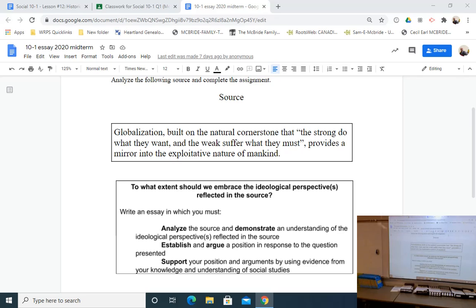So the source is showing an ideological perspective. Much like in A1, we should be able to do Control-Find on an A2 analysis and find the term ideological perspective. In what appears to be the intro, you're discussing the ideological perspective of the source. What does the source think about globalization? Here we can see within the language that it believes that globalization is flawed because mankind is flawed. Globalization is flawed because mankind is exploitive by nature.